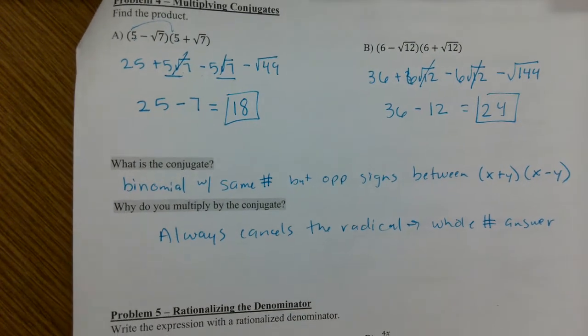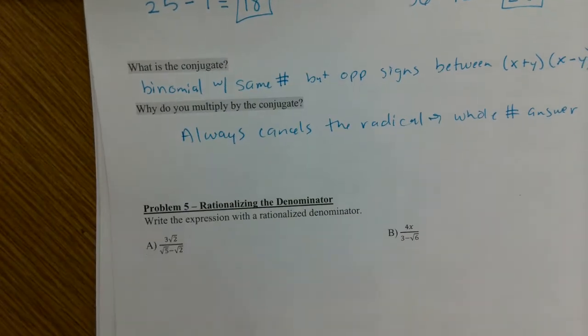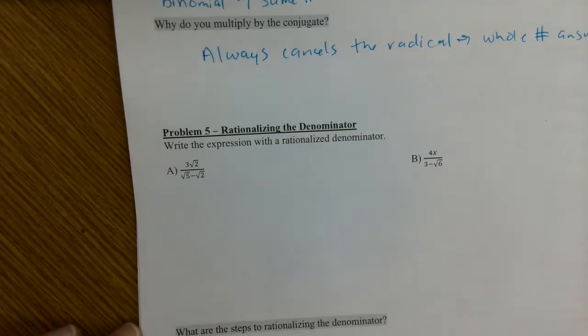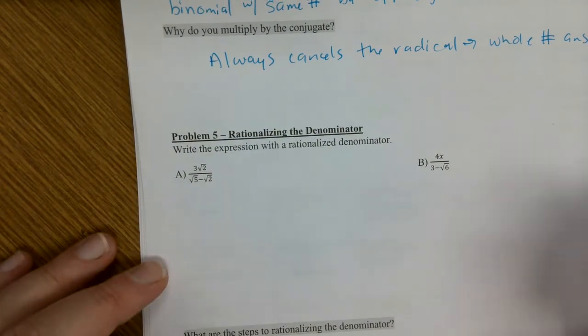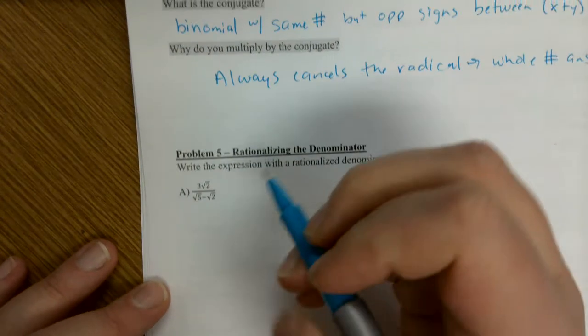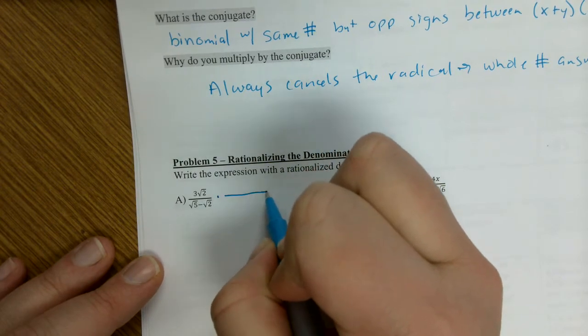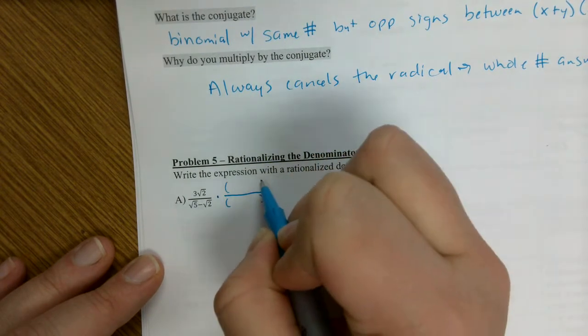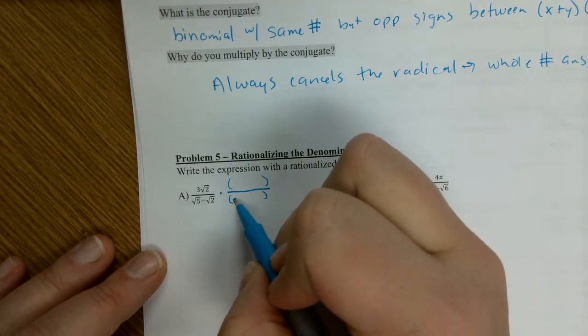Why do we have to multiply by conjugate? It's because if we have to rationalize the denominator, oh my gosh, this is going to be hard. No, it's not. You can do it. I believe in you. When you want to rationalize the denominator, you do not want these in the bottom of your fraction. So in order to get rid of those in the bottom of the fraction, you only focus on the bottom. You want to multiply by the conjugate.